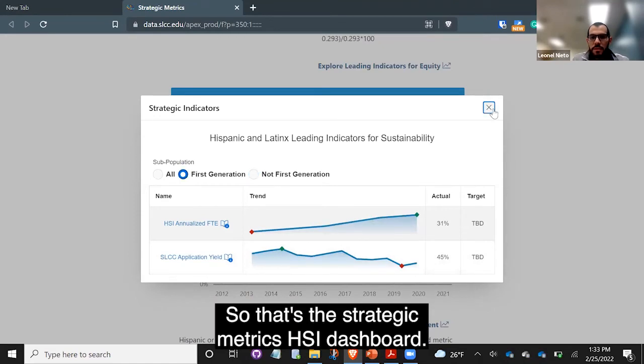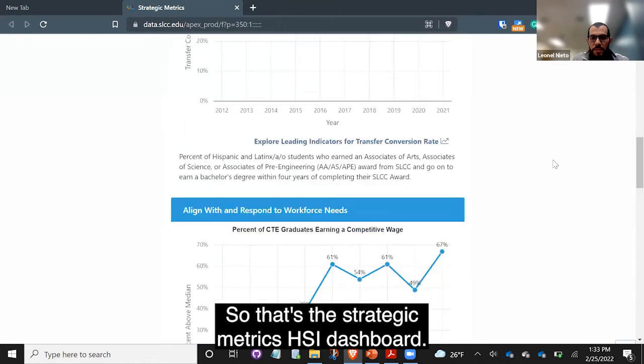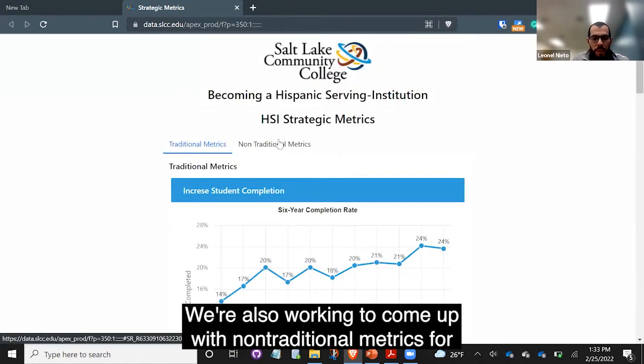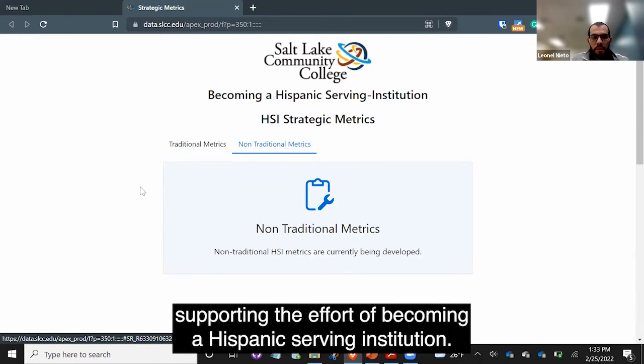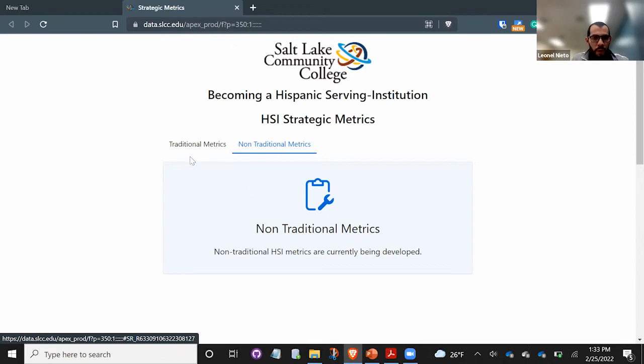So that's the strategic metrics HSI dashboard. We're also working to come up with non-traditional metrics for supporting the effort of becoming a Hispanic serving institution. And we are looking for feedback.